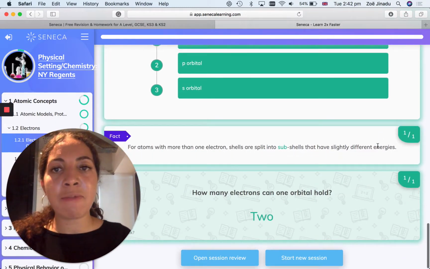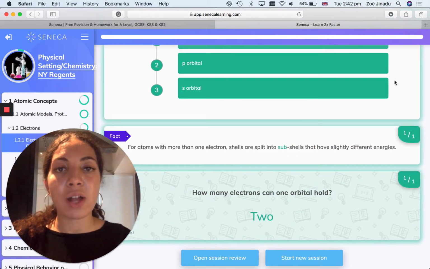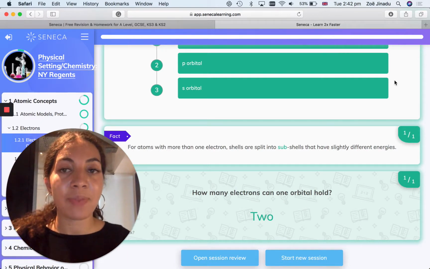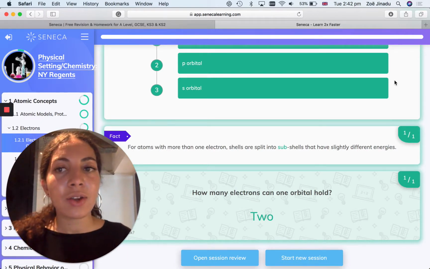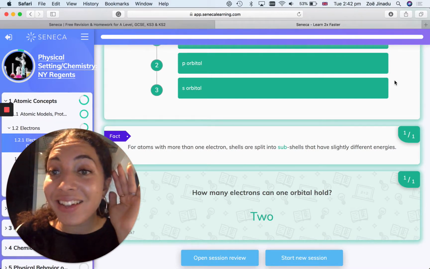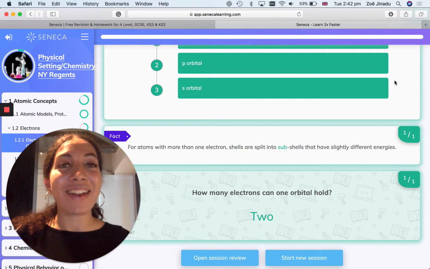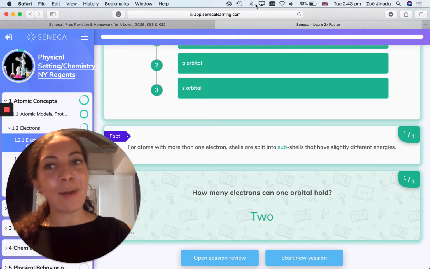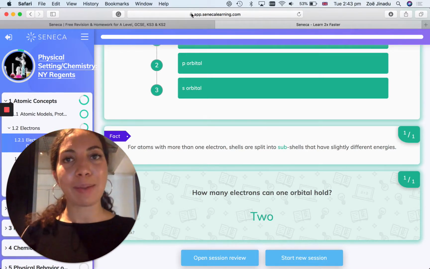Okay, for atoms with more than one electron, shells are split into subshells that have slightly different energy. And last but not least, how many electrons can one orbital hold? It's 2. Okay, nice. Good job, everyone, and we look forward to seeing you on the next episode.